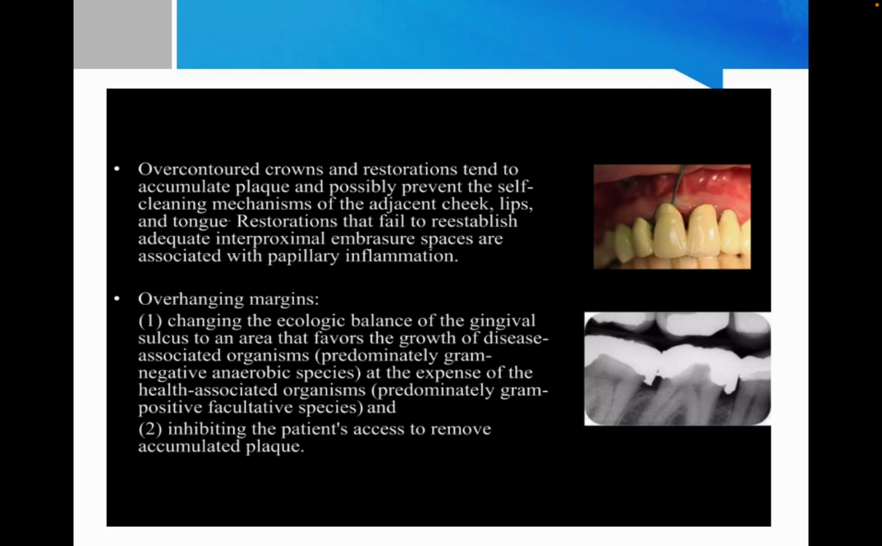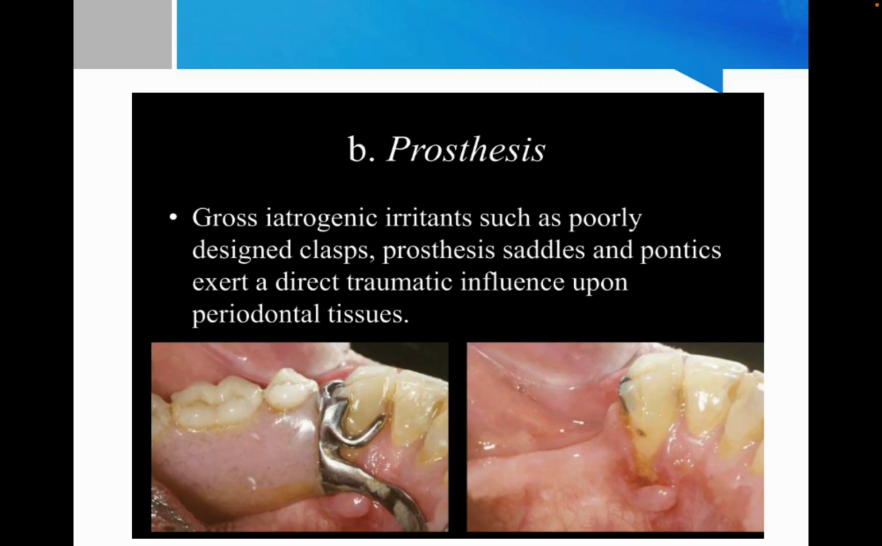Overhanging margins change the ecological balance of the gingival sulcus to an area that favors the growth of disease-associated organisms at the expense of the health-associated organisms, and inhibit the patient's access to remove accumulated plaque. Next is prosthesis. Gross iatrogenic irritants such as poorly designed clasps, prosthesis saddles, and pontics exert a direct traumatic influence upon periodontal tissues.